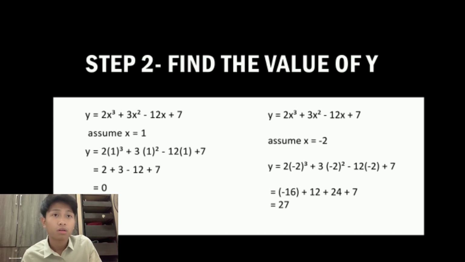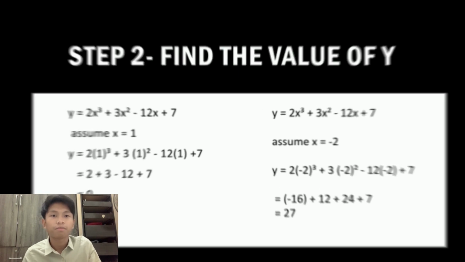For the second y, let's assume x is negative 2. So the equation is y equals 2(-2)^3 plus 3(-2)^2 minus 12(-2) plus 7. So we get negative 16 plus 12 plus 24 plus 7. So we got 27 for the second y. So let's move to the next step.